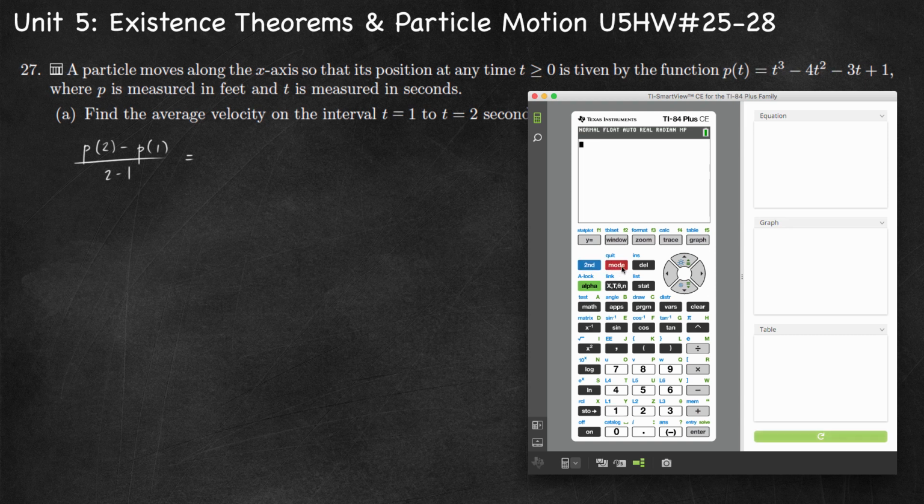Now I want to find p of 2, so I'm using my F4 menu, y1 of 2 minus y1 of 1. I always forget to set this up as a fraction, but that's okay. Then we're going to divide that by 2 minus 1, which is still going to give us negative 8.